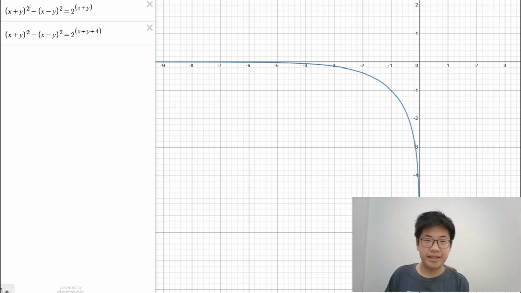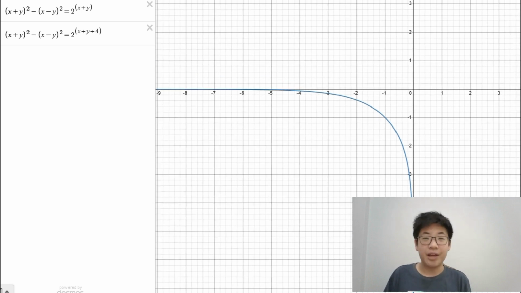And since we got this, there will be no finite bit here because there is no such value in there. There's no such value where x squared is greater than 2 to the power of x plus y plus 4 and x plus y is greater than 0.